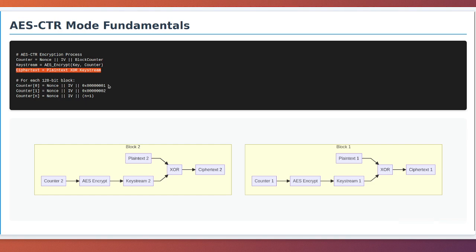The counter in AES-CTR consists of two main components: a nonce, which is a unique value for each packet, and an actual counter that increments for each 128-bit block within that packet.